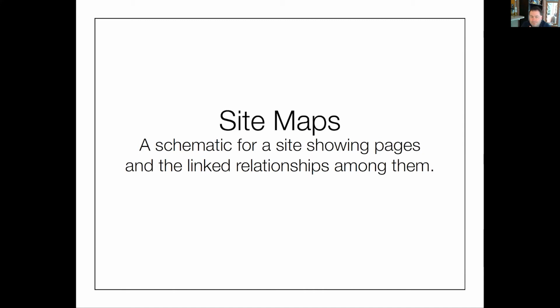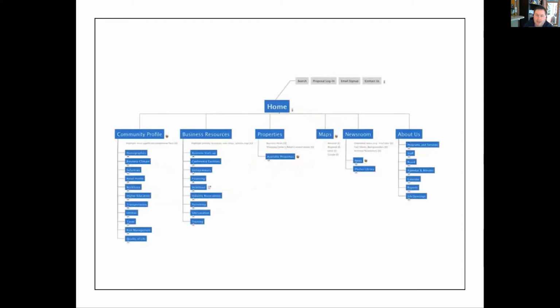A site map is a system schematic for a site showing pages and the linked relationships among them. If you have to give somebody a site map, what does that mean? I'll go ahead and show that here. Basically, it breaks down how the information is laid out on the actual site. For this first part, we've got home.